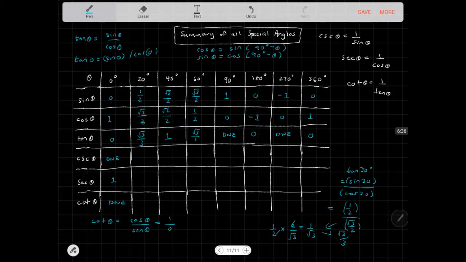Cosecant 30 is basically the reciprocal of sine 30, so it should be 2 over 1. Secant 30 is 2 over square root 3, and you guys can simplify this. You can write this, if you multiply by square root 3, you get 2 square root 3 over 3.